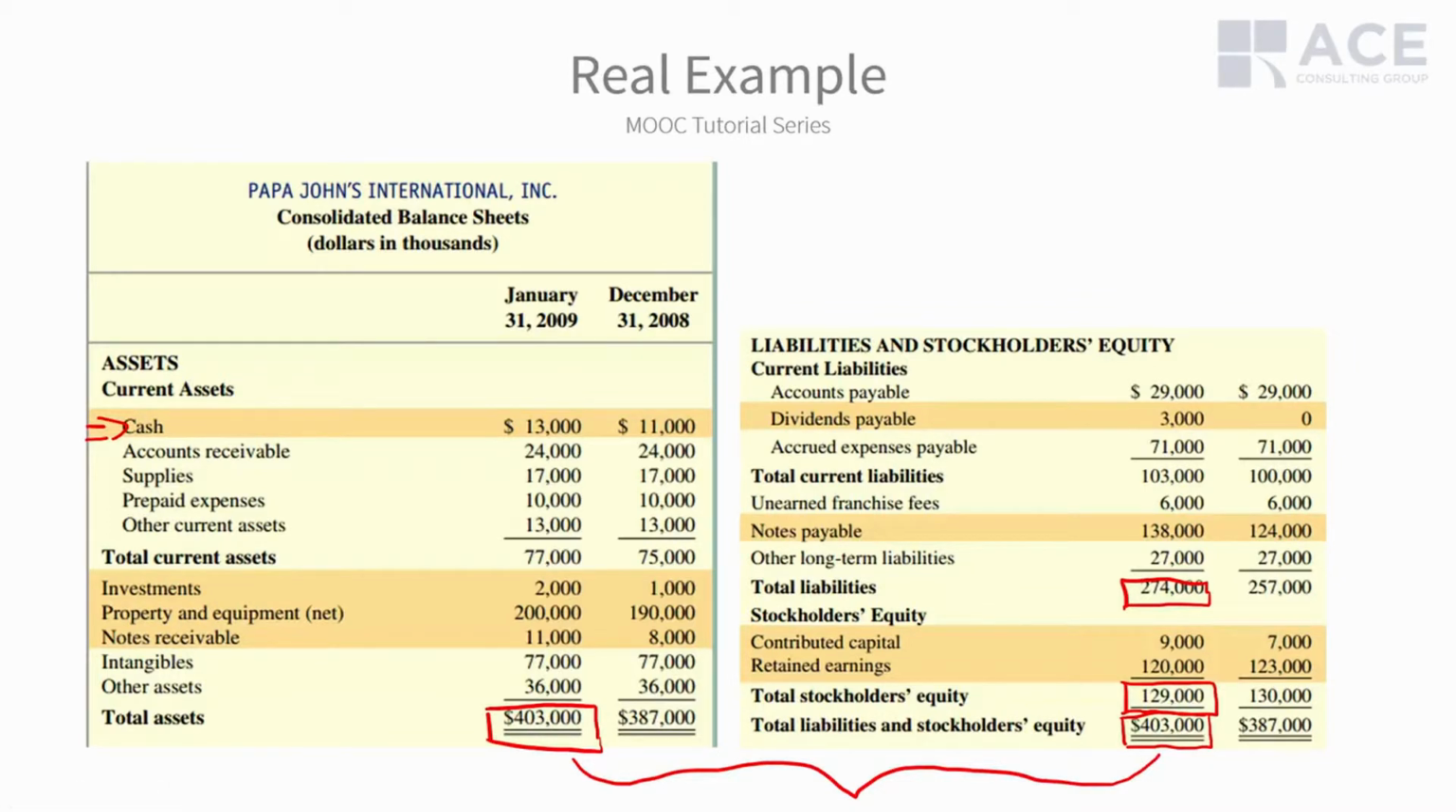Now, an important thing I'd like to point out is that this balance sheet is for January 31st, 2009. The balance sheet is a snapshot of your financial position at a specific date. This isn't for the year 2009, this isn't for the month of January, this is for the day ended January 31st, 2009. So when you're reviewing balance sheets, you have to remember that it is for a specific day at a specific time, not a period of time.